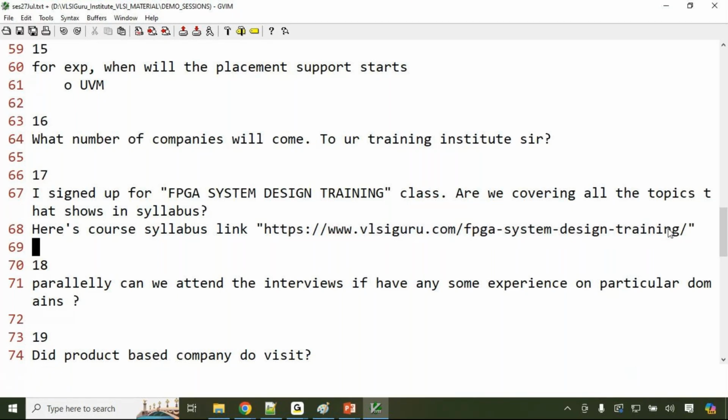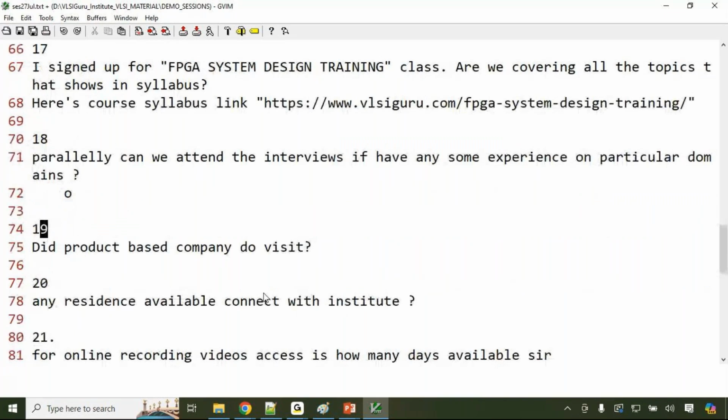Next, parallelly, can we attend interviews if we have some experience or particular domains? You can attend. I mean, we won't stop you. If you want to attend by your personal interest, you can attend. But when it comes to the training support from the institute, we need to be satisfied with your preparation level. Minimum level of preparation is required, then your placement support starts.